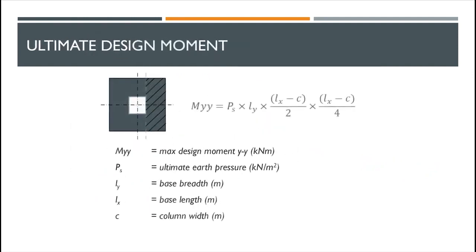When we get the ultimate earth pressure, we need to calculate the maximum design moment at YY. Where is YY? Here. You just take PS, which is the ultimate earth pressure from earlier. Earlier, at the start, I explained which area you need to design the bending reinforcement for. So this is that area. To get this area, this is the formula, the area where reinforcement must be placed: LY times (LX minus C) divided by 2.